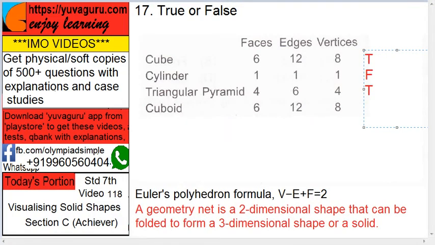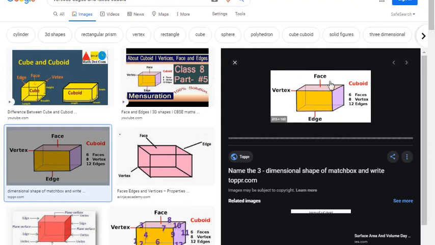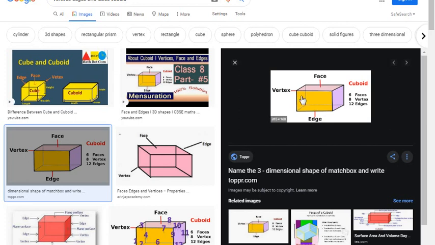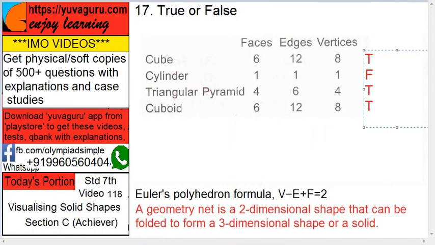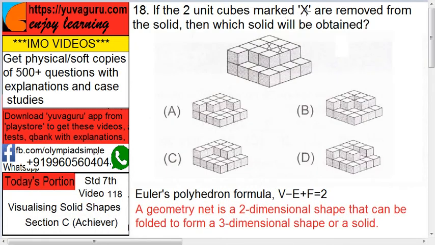Now cuboid. Cube and cuboid are almost the same. The only difference is that a cuboid has rectangular faces, while a cube has all square faces. Remaining things are the same. 6 faces, 8 vertices, 12 edges. So true. Next, if 2 unit cubes marked X are removed from the solid, then which solid will be obtained? Just remove them. You check this, the answer is D.